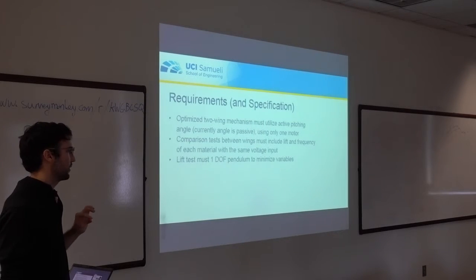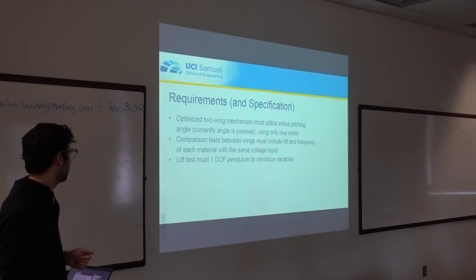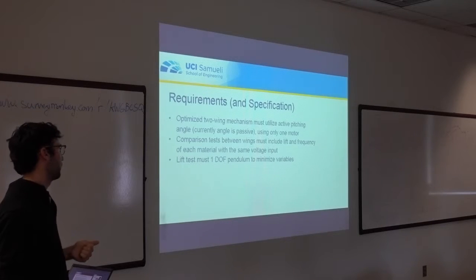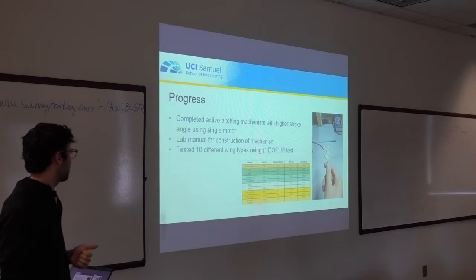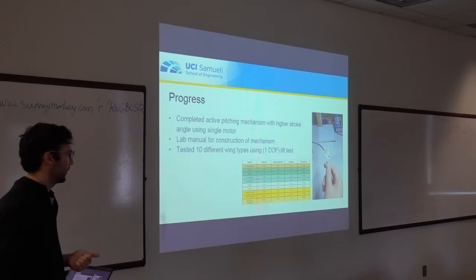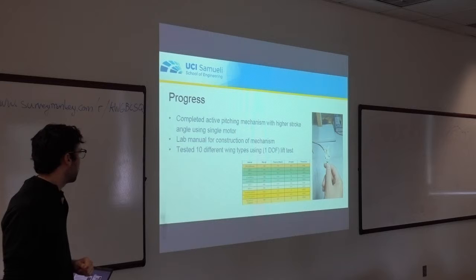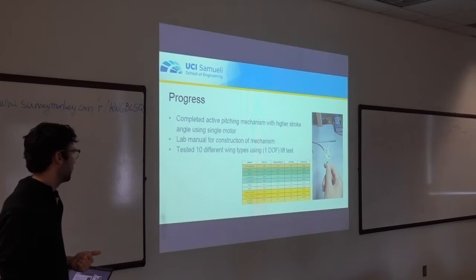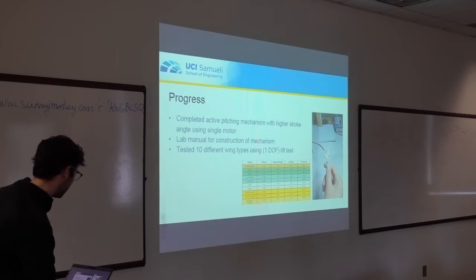We want to test a bunch of different films and materials for our wings to see which one is suited best for our framing. And our lift test must use a 1 degree of freedom pendulum to minimize variables. So the progress this quarter: we've tested 10 different wing types and determined a lift. We constructed a lab manual for construction of our mechanism, and we've completed the active pitching mechanism with higher stroking.